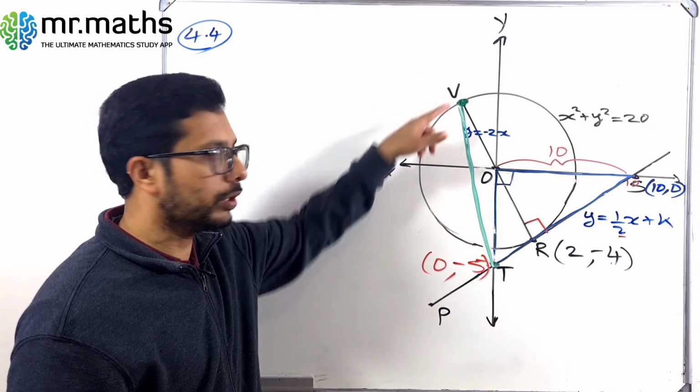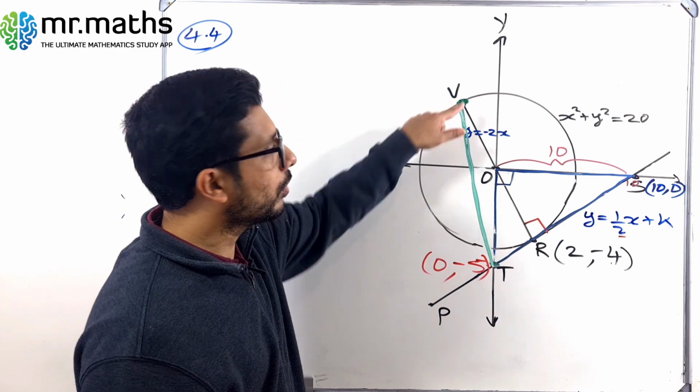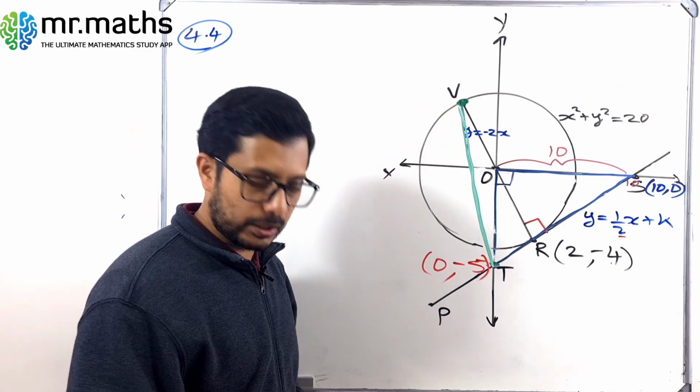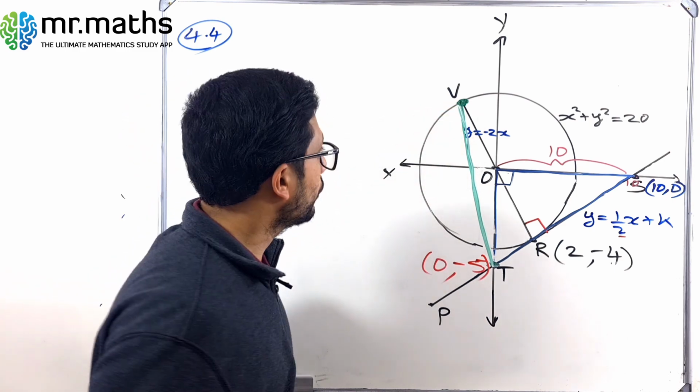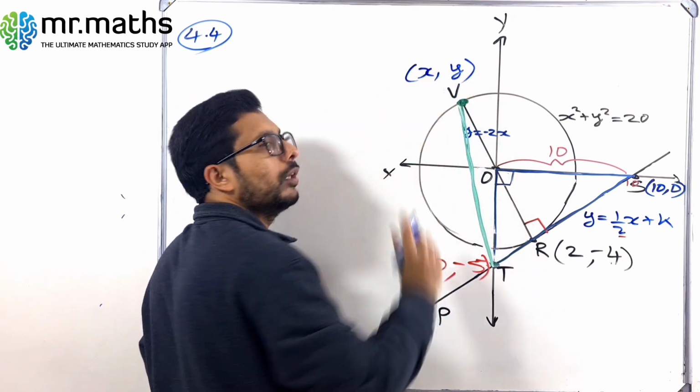If you know both the coordinates, we can apply the distance formula. So now I am thinking, how can I find the coordinate of that point V? That's what I want to answer. For that, let me call this point x comma y.